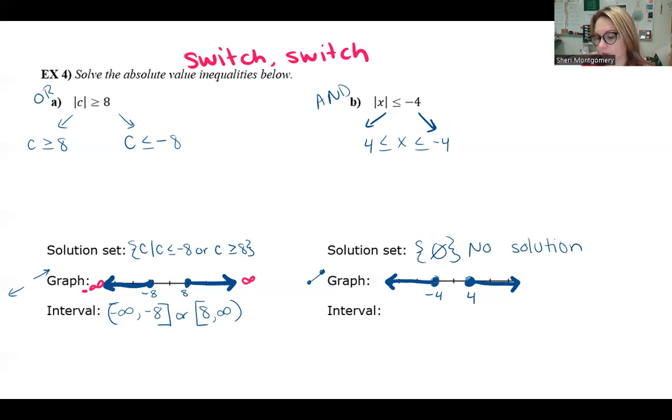You could also give yourself a little note. It's because it's not that kind of graph. It has to be, or it doesn't work. So it's no solution because it's not the and graph. So the interval, there isn't one. There's none. Doesn't exist. There isn't one.